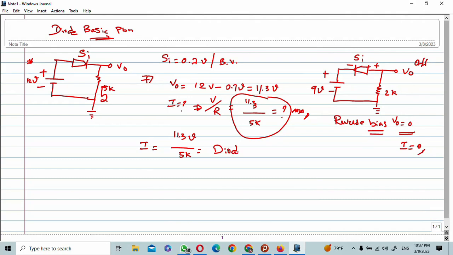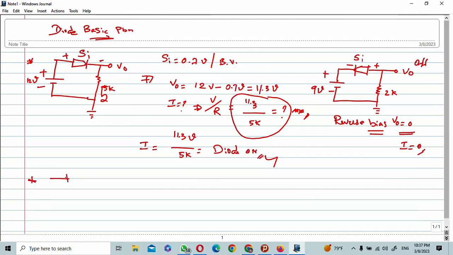So I am not going to solve everything. The concept is whether the diode is on or not. If some current flows, that means it is in the forward direction, so the diode is on, and automatically we get the current value. So this is just a basic problem. Now I am going to do another problem.